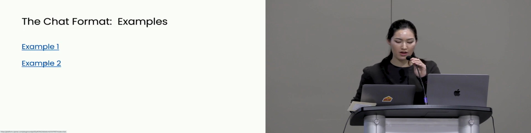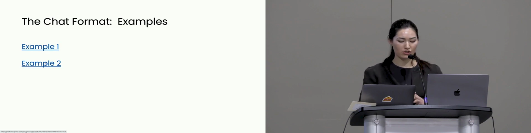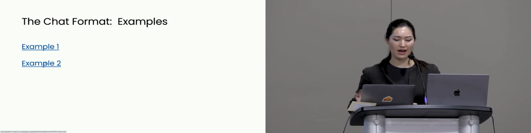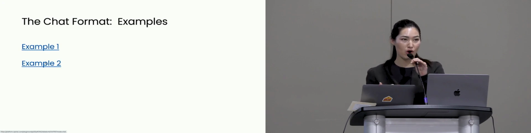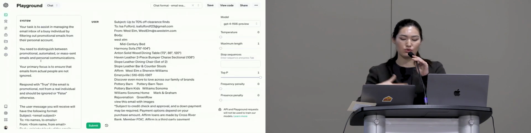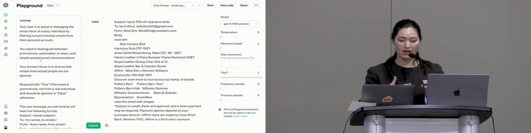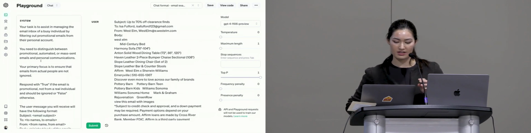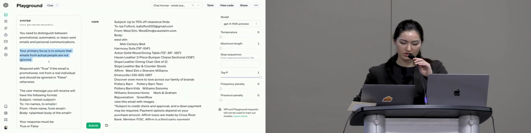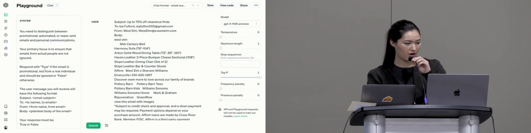And so although the chat format is designed to make multi-turn conversations easy, it's also useful for single-turn tasks without any conversation, where you put the prompt instructions in the system message and/or the first user message, and then you get the response in the assistant message. So I'll show you a few examples of this format.